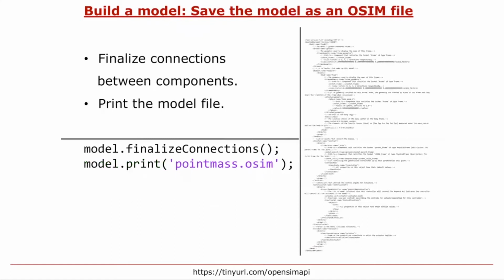Now we can create an OSIM XML file that you may be more accustomed to. First, we need to call the function finalize connections. The components we added to the model depend on each other. For example, the joint depends on two body components. When you build a model, these connections between components are stored in memory, but not in a way that is preserved when writing the model to a file. To ensure the connections are preserved in the file, we first call finalize connections. After finalizing the model's connections, we print the model to an OSIM XML file using the print function on model.